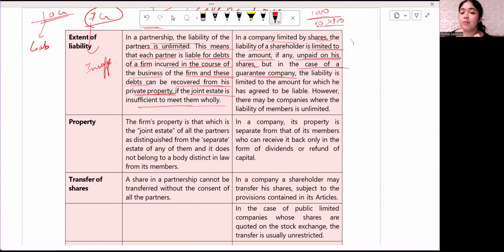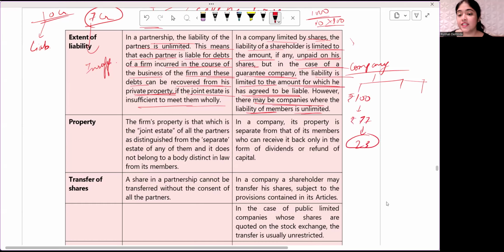But in case of a guarantee company, the liability is limited to the amount for which he has agreed to be liable. However, there may be companies where liability of members is unlimited. Basically, two cases will be there, and in some circumstances there will be a third case. In normal companies, if the share price was rupees 100 and you have paid only 77, the remaining 23 rupees that you have unpaid is your liability. You are limited by that liability. Limited liability.